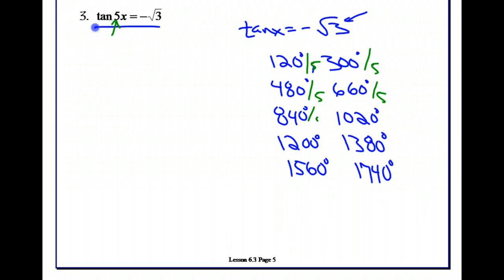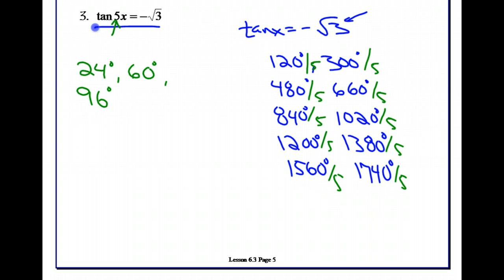I'll just write that somewhat quickly. You can already set up the division if you want. But hard to believe your good luck. You're not getting 2 answers anymore. This time you're getting 10 answers. So 120 divided by 5 gives us 24 degrees. 300 divided by 5, 60 degrees. 480 by 5, 96 degrees.